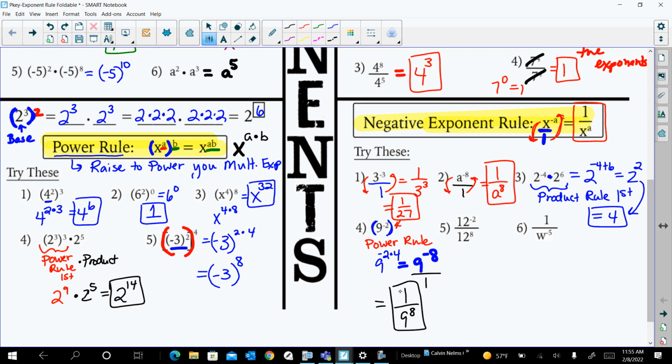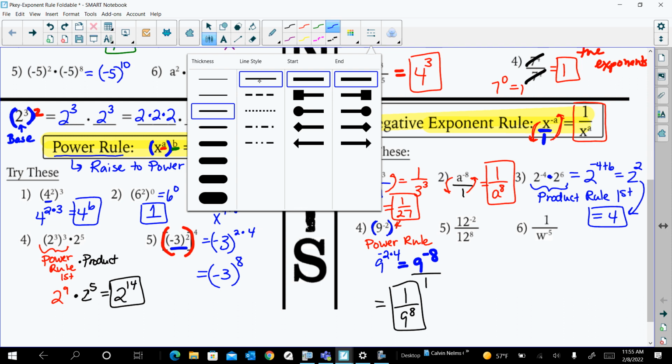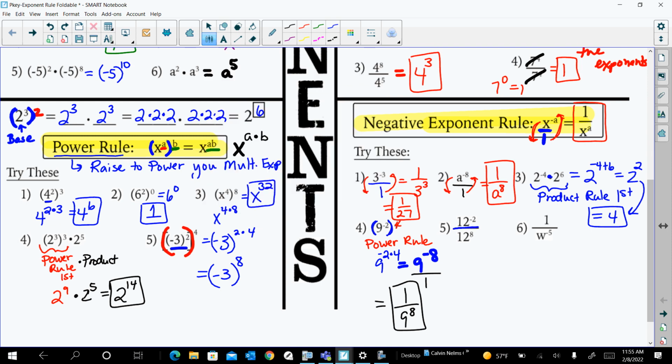All right, on number 5, because there's this division bar right here, we're doing the quotient rule, which means what do I have to do to these exponents? Subtract. So this is saying, 12 to the negative 2 minus 8. Subtract the exponents. That leaves you with 12 to the negative 10 power.